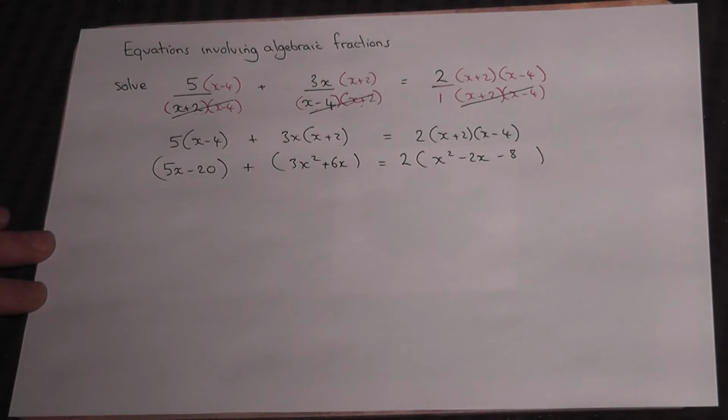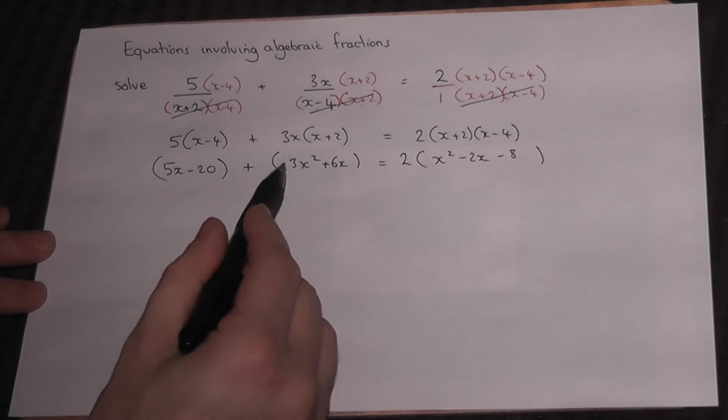And we then begin to make it simpler. So look at the left-hand side. There's a 3x squared there.